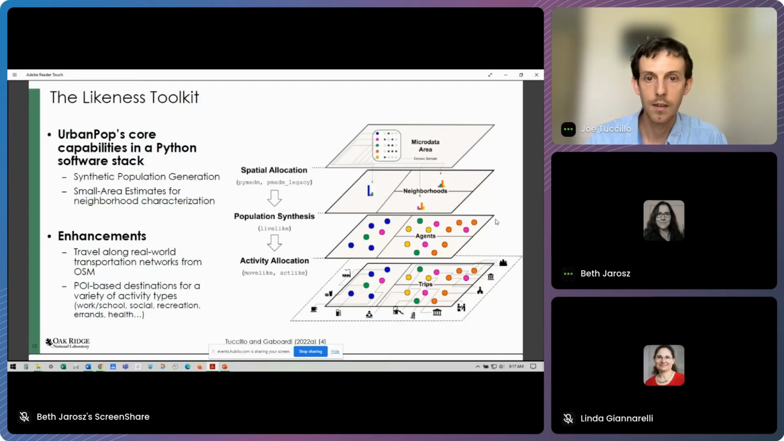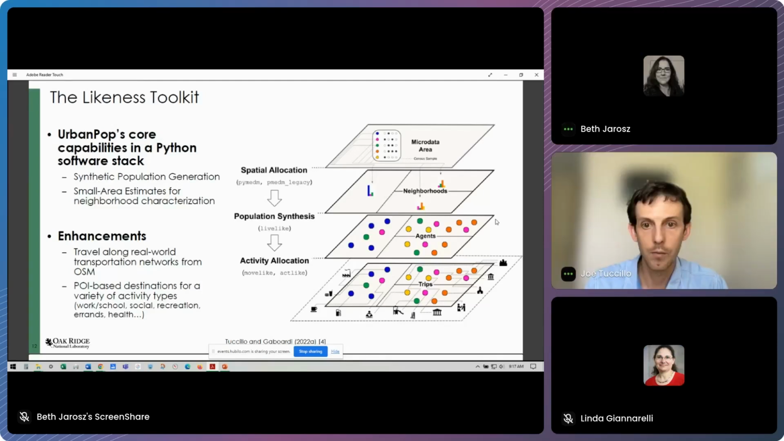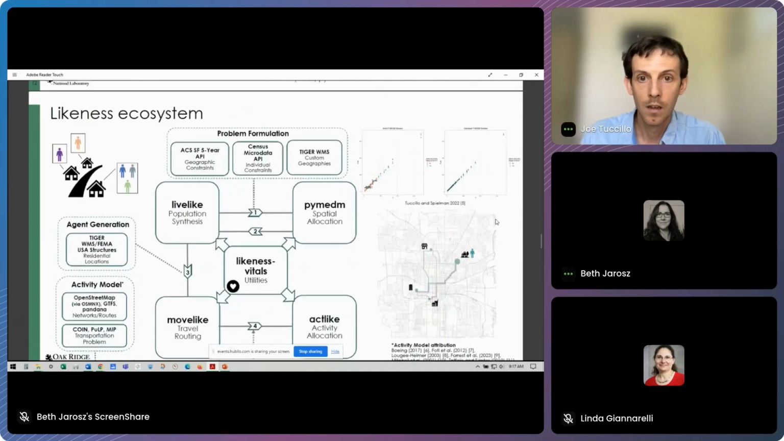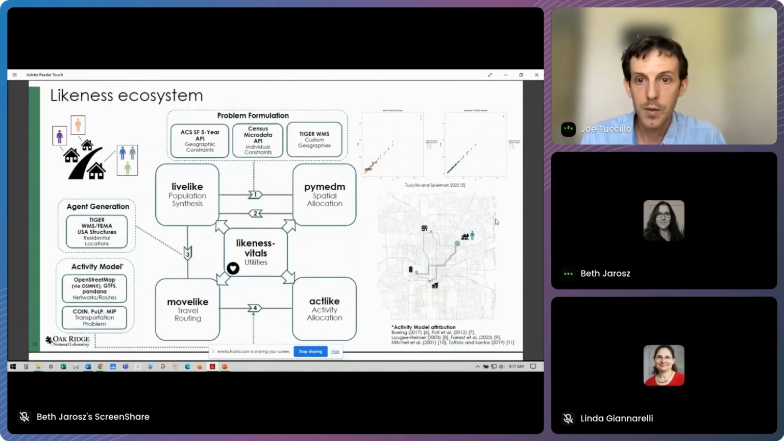And at each step of the way, we have a variety of Python packages that we've developed to support these activities. Next. So just a closer look at the Likeness ecosystem and the Python packages that are included.